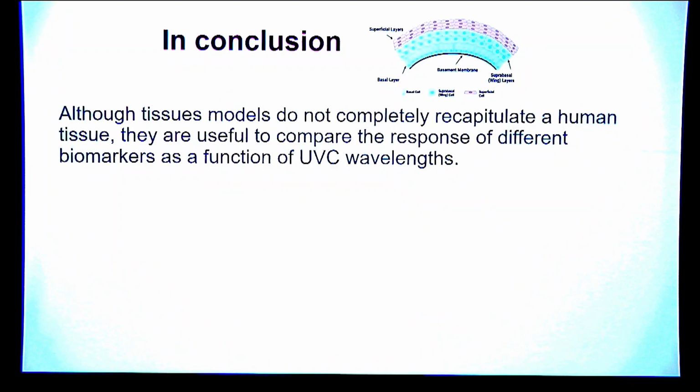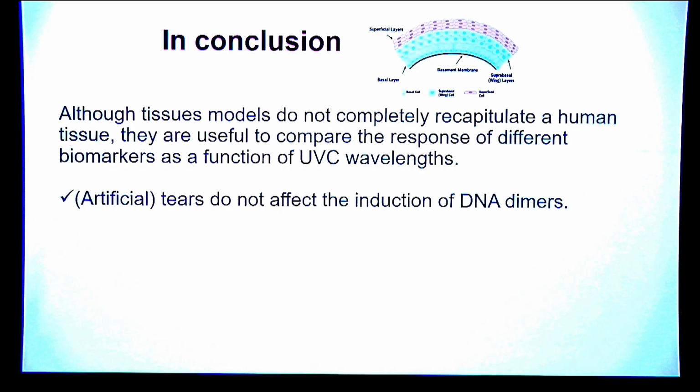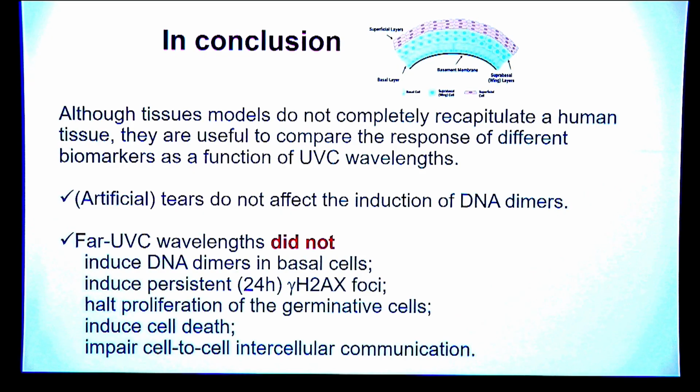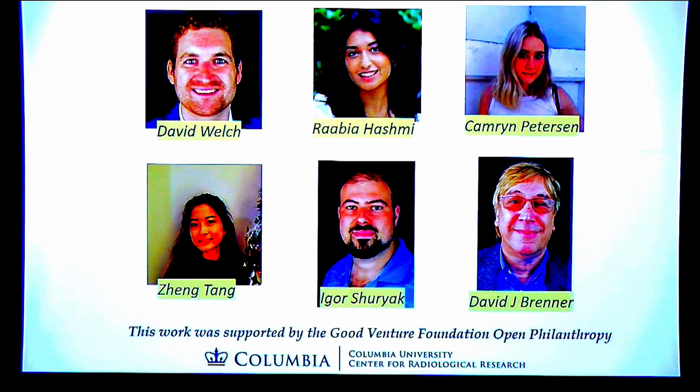We will quantify that. So in conclusion, although these tissue models do not completely recapitulate a human tissue, they are very useful if you want to look at different endpoints and you want to look at different wavelengths as well. Artificial tears do not affect the induction of DNA dimers, and far UVC wavelength did not create damage for the endpoints that I was looking at. And I thank you all for listening, and the team.